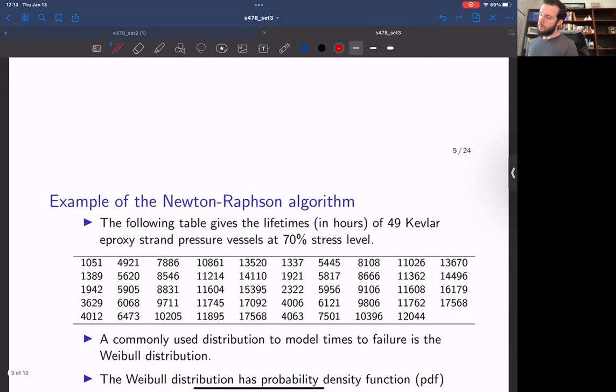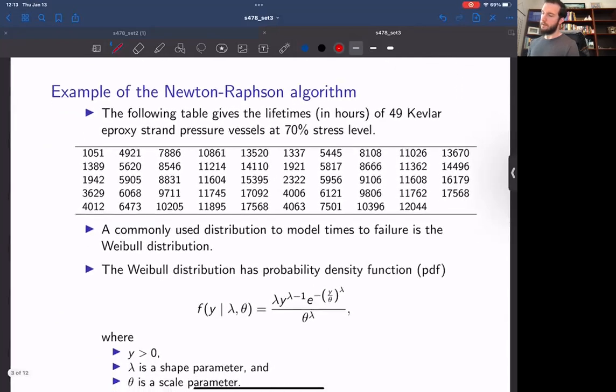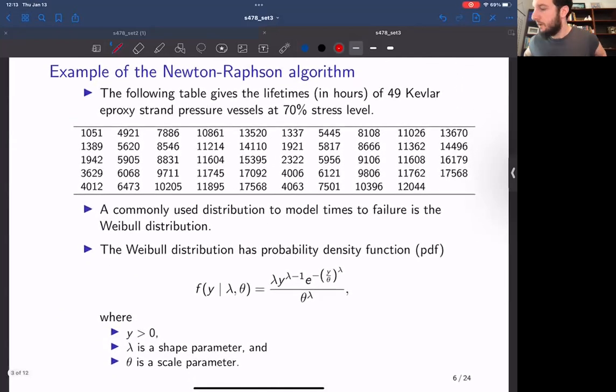All right, so we're going to start an example that illustrates the Newton-Raphson. We have a sample size of 49, and our sample is measuring time to failure of these Kevlar epoxy vessels. The data here is measured in hours, and each of these is how long it takes for one of these vessels to fail.